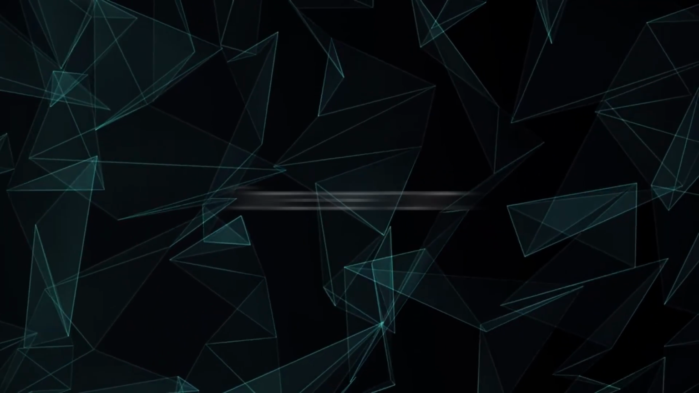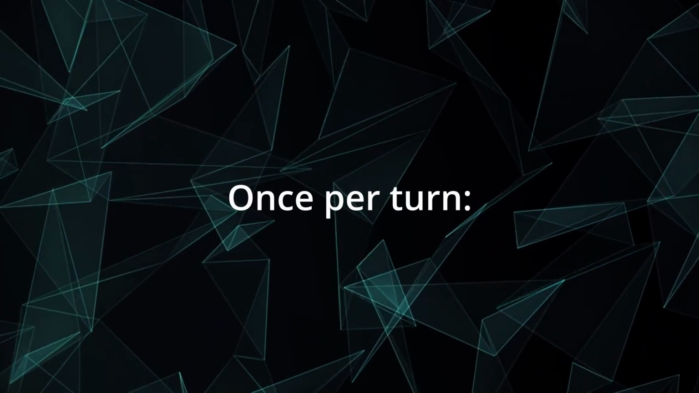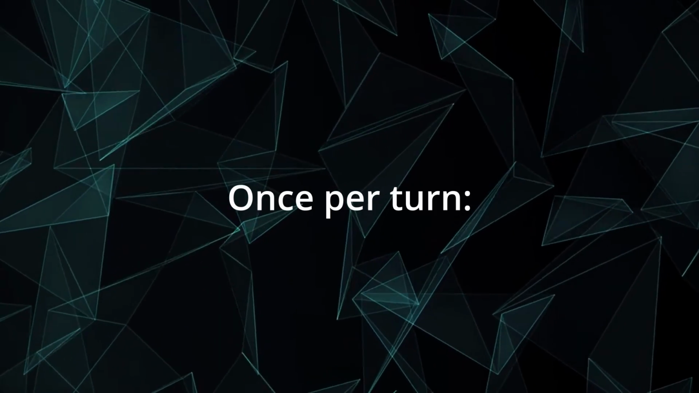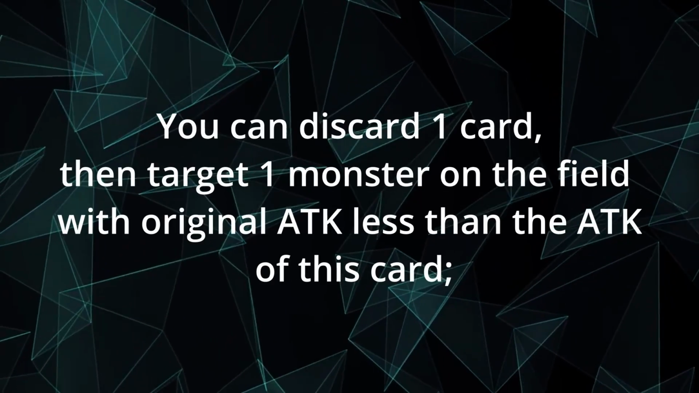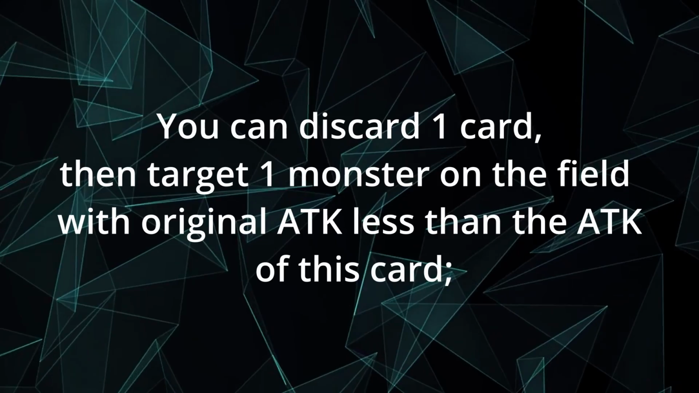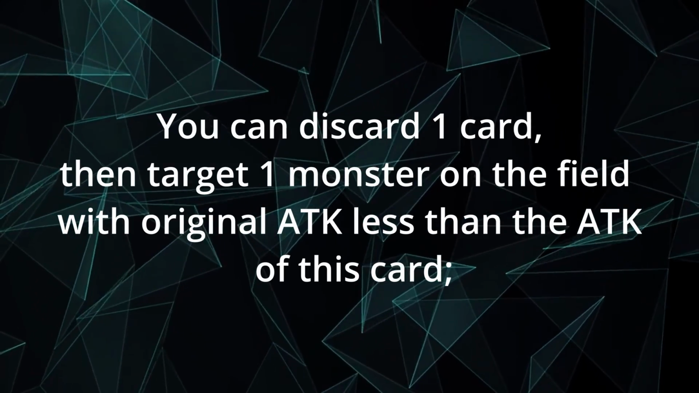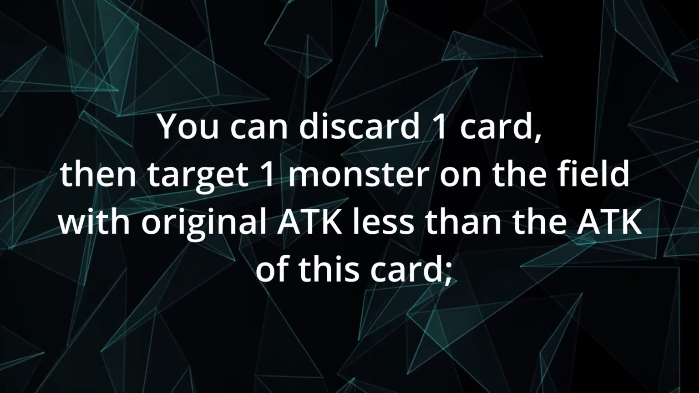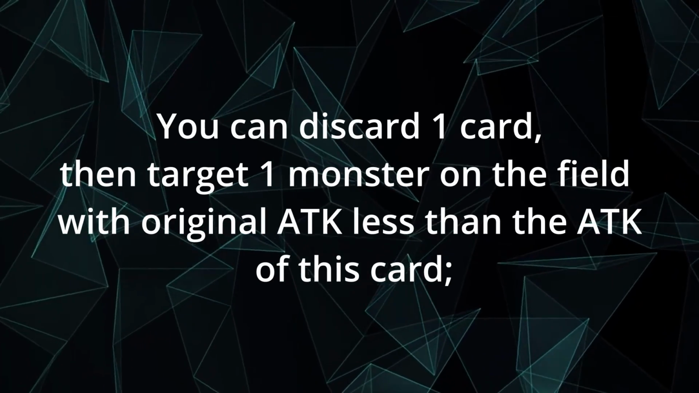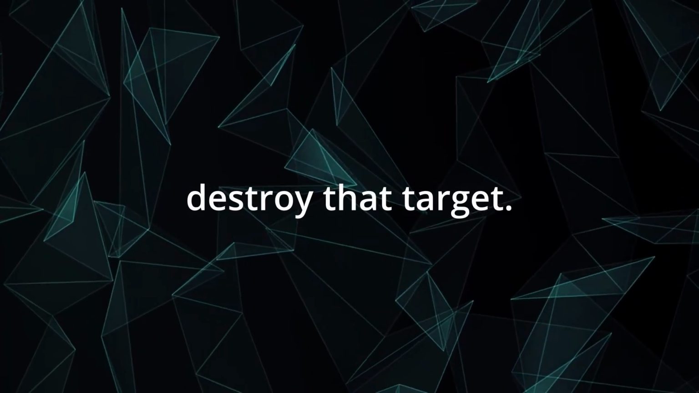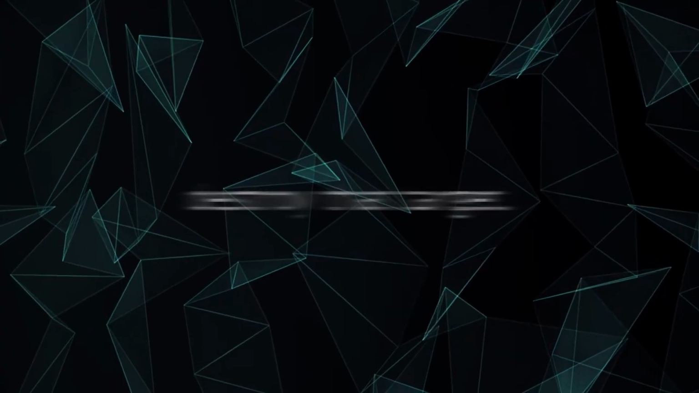Once per turn is a condition, meaning you must not have activated this effect previously in the turn in order to activate the effect. Upon meeting this condition and electing to activate the effect, you must immediately discard a card and then target a monster whose original attack is less than the attack of Elemental Hero Thunder Giant. Upon doing so, when the effect would resolve, you destroy the targeted monster.